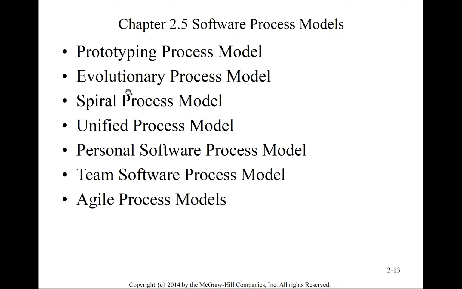Okay, in this video, we'll discuss Chapter 2, Section 5 of the textbook. It describes, very briefly, several process models: prototyping process model, evolutionary process model, spiral process model, unified process model, personal software process model, team software process model, and agile process models. The reason that this is plural is that there is more than one agile process.